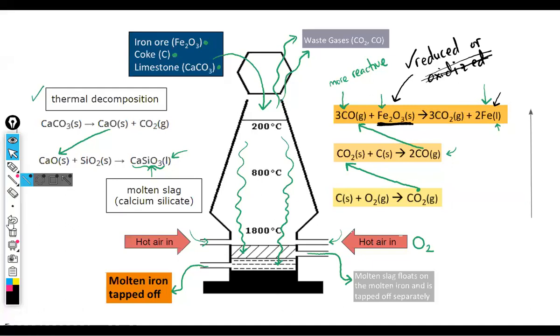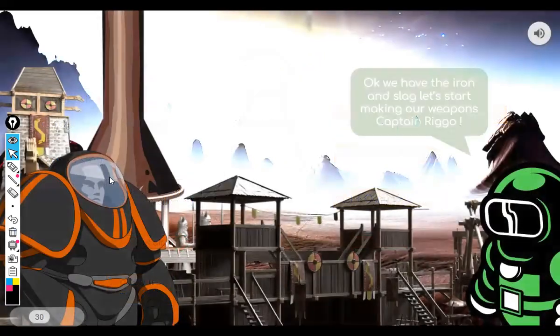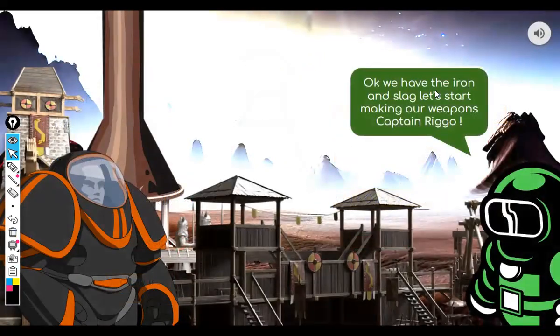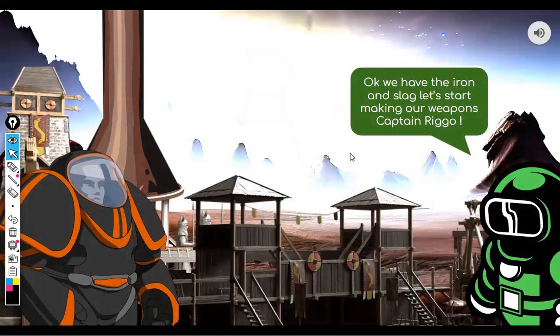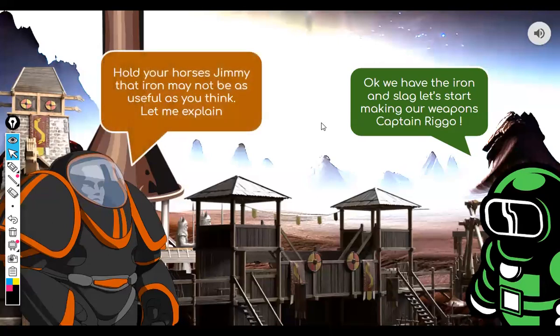All right, so let's go. Let's see what's going on here. Now that the team has been able to extract the iron out of the ground, they're going to start making weapons to fight the monster.